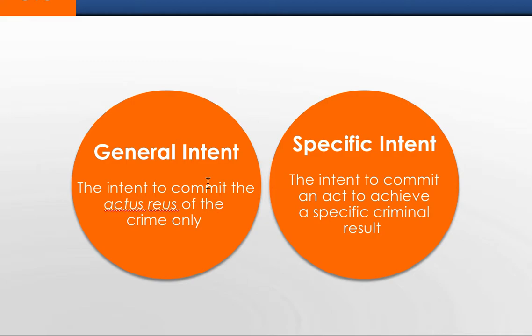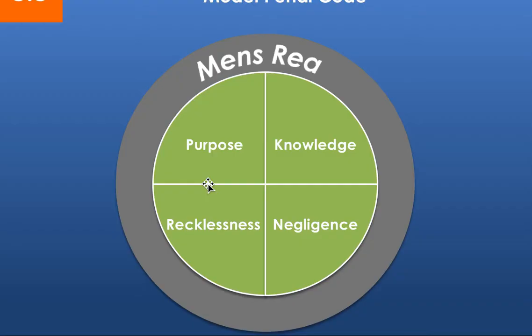General intent, you generally intended to commit the act of the crime only. The intent to commit the actus reus of the crime only, generally. Specific, however, being the intent to commit the act to achieve a specific criminal result. So you could just intend to cause the act, but not the result. Or you can specifically choose to commit the act and achieve the result of the act. Those are part of the intents.